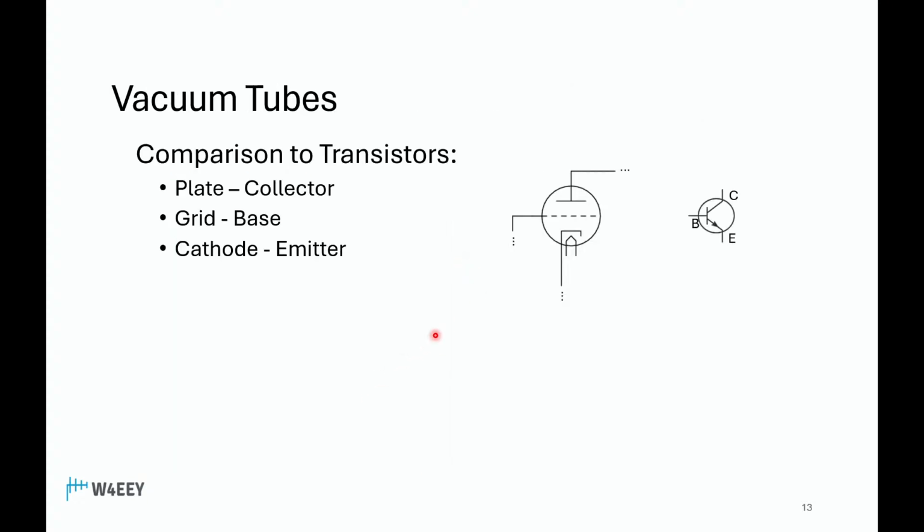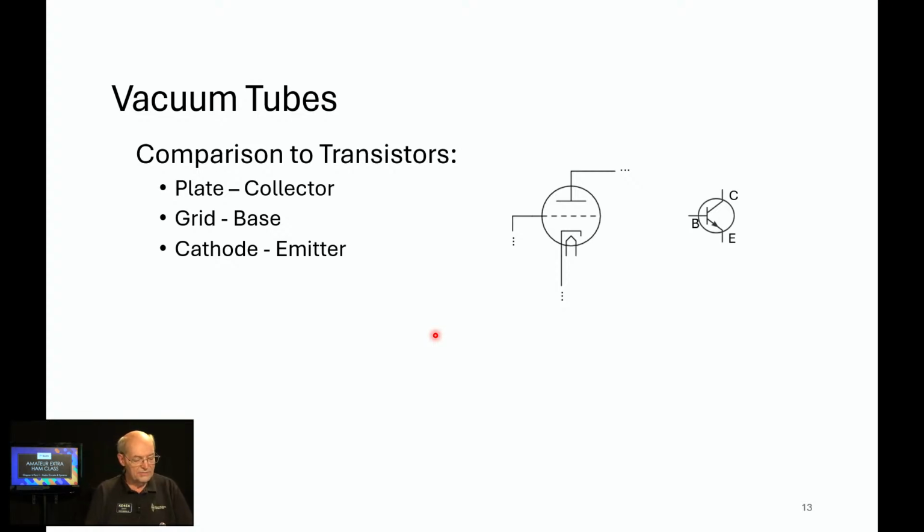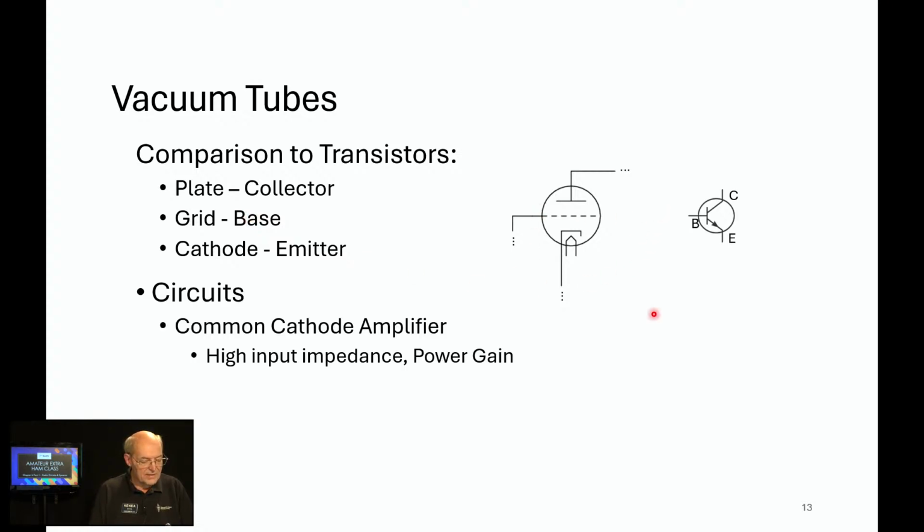Vacuum tubes can be plugged in exactly the same way. The plate corresponds to the collector, the grid corresponds to the base, and the cathode to the emitter. So we have the common cathode amplifier, with high input impedance and power gain. You'll see this in amplifier circuits.